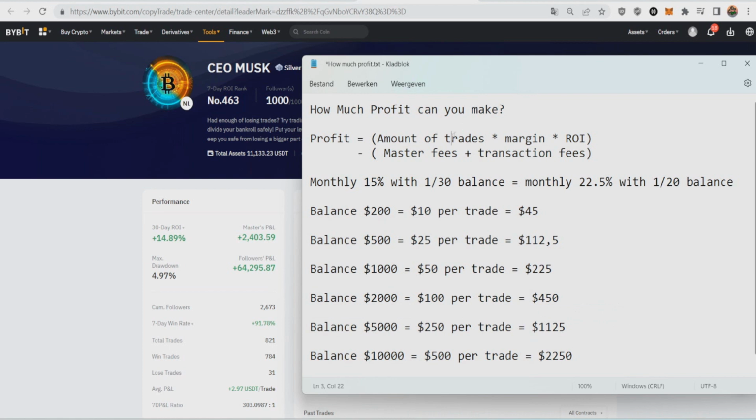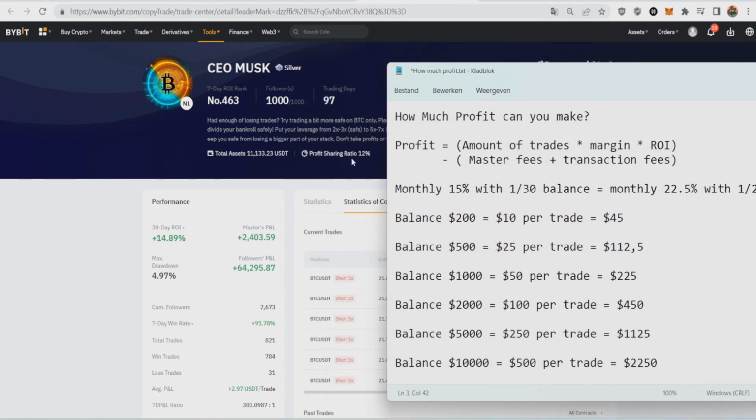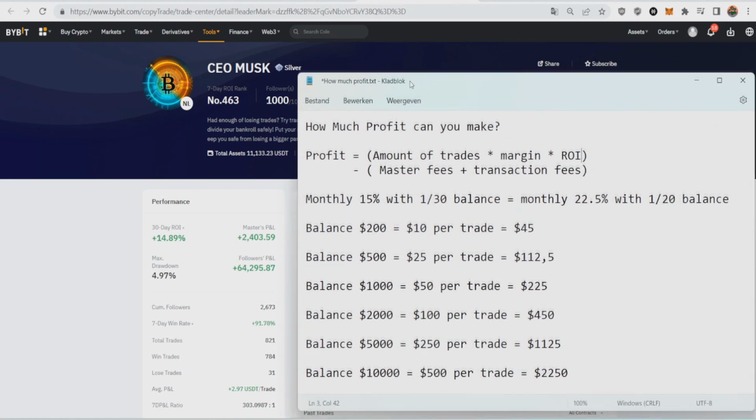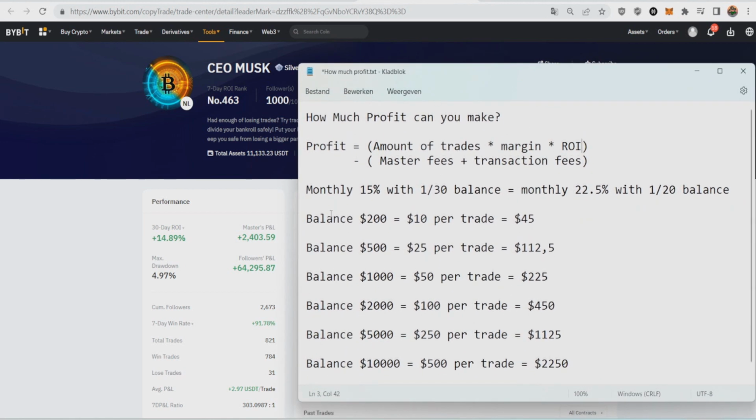So then, basically, how do you calculate the amount of profit? The amount of profits is calculated by the amount of trades times the margin you have times the return of investment minus the master trader fee. So he takes 12% of the profit for trading for you, plus the transaction fees.